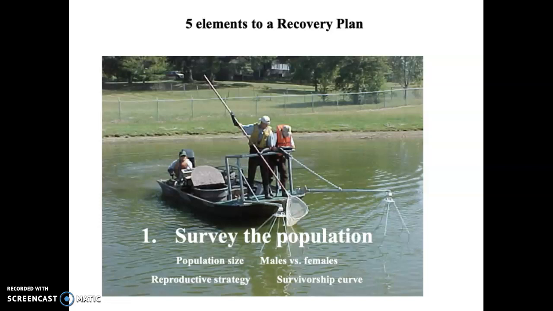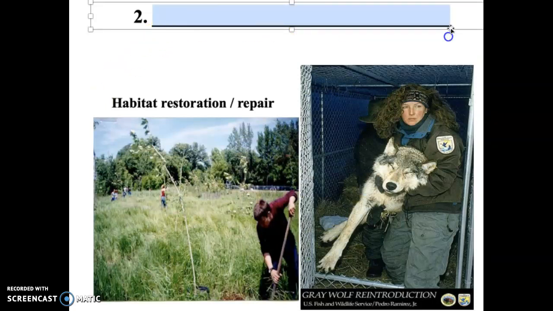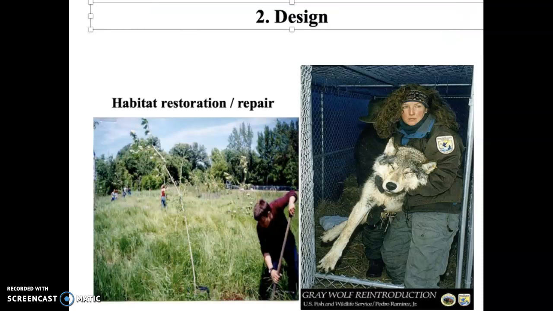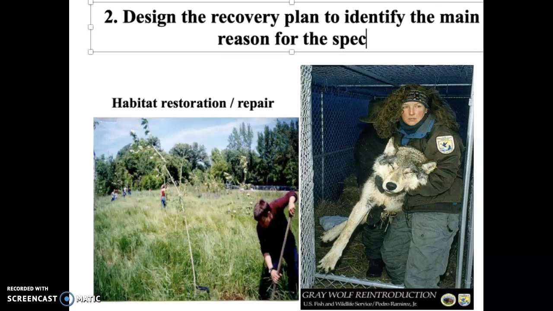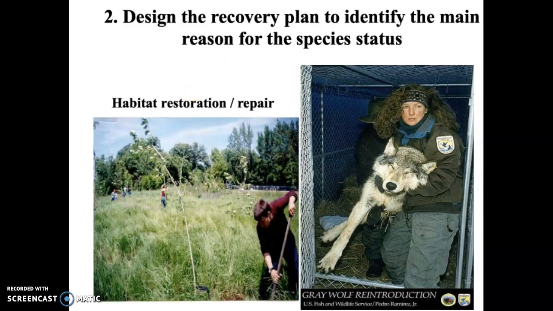Once you know that information, I can design my recovery plan to identify the main reason for the species status. So some plans I need to restore habitat because they just don't have it. That's those people planting trees. That's a pretty simple habitat restoration project. Plant trees, plant a prairie, etc.